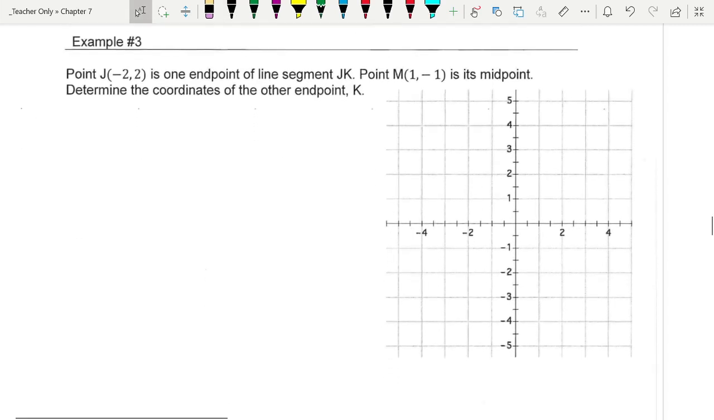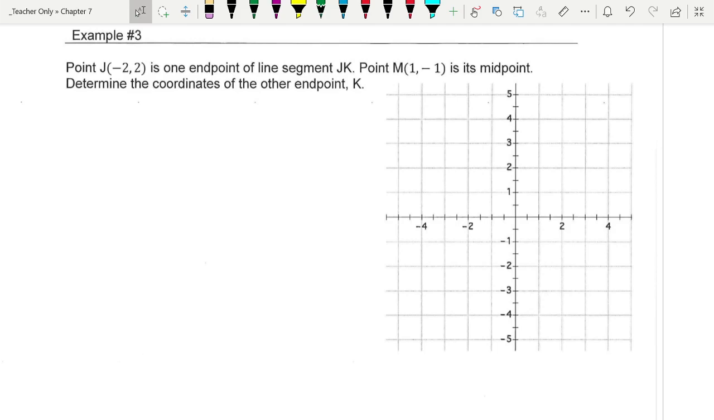So example 3, I got point -2, 2. Let's graph it. -2, 2. There we go. There's point J. And I have point M, which is the midpoint, at 1, -1. So this is the midpoint of a line segment. I know that it goes from here to here. How much further does it go, and what's my other end point? How could we solve that?